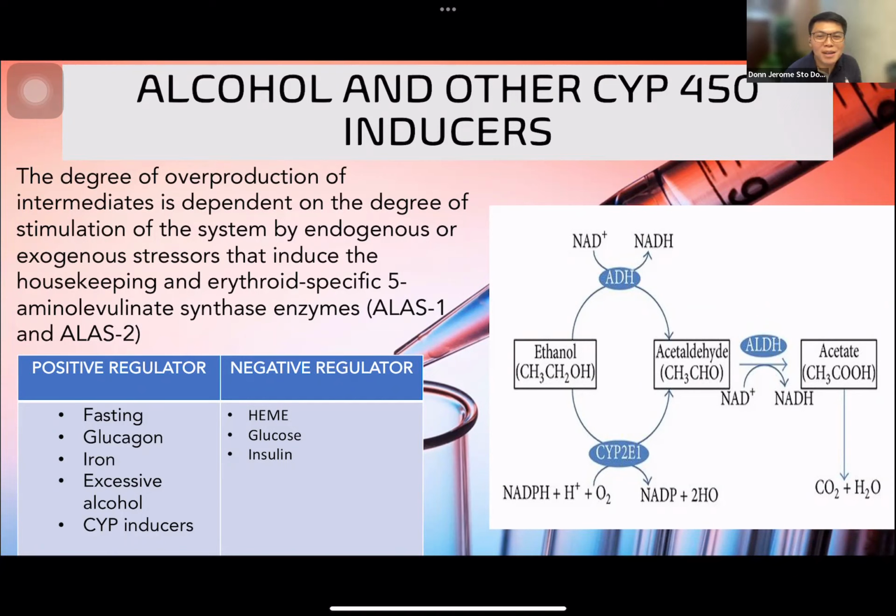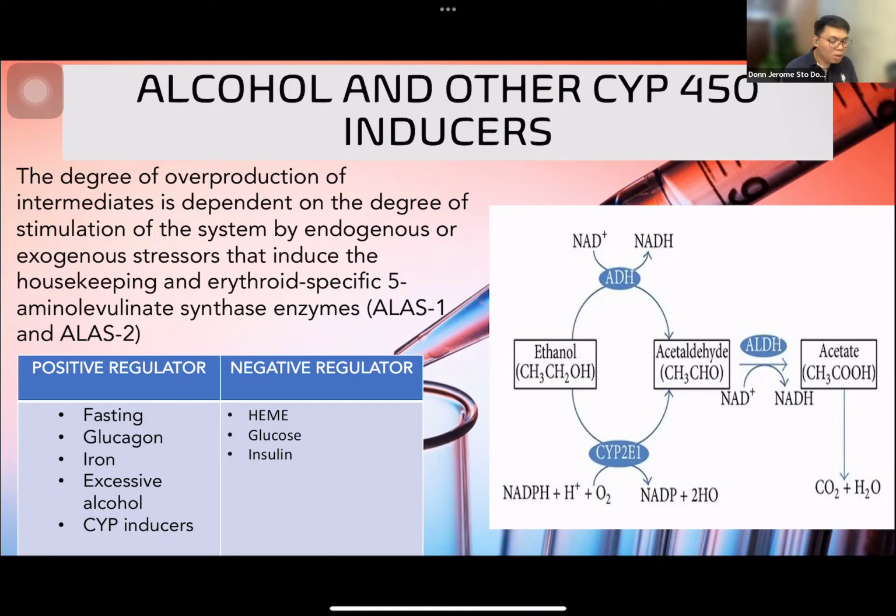Doc, nakaka-overwhelm. Para lang sinasabi natin dyan, when you stimulate ALAS, do you stimulate the production of the intermediates? Guys, when you stimulate ALAS, will you produce the intermediates of the heme synthetic pathway? Yes po, because that's the rate-limiting enzyme. It will keep on making ALA, then ALA to the succeeding intermediates. So when you have an overly active ALAS, the intermediates would also elevate. Okay? Meron niyang clinical correlation later on.